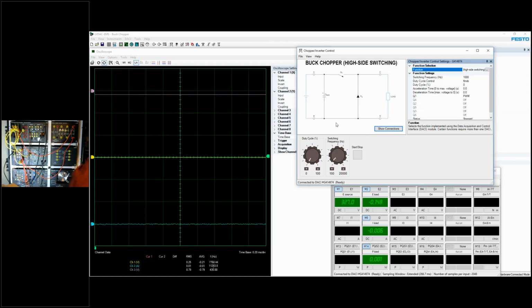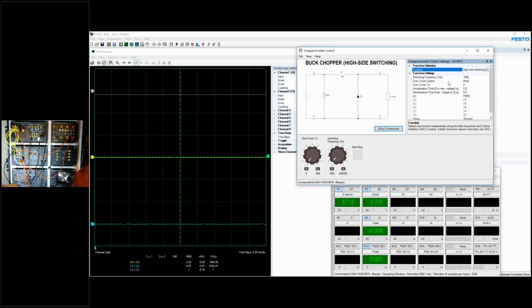You will recognize the circuit I've just connected on the module, for which we had the schematic. Here are the controls, so I can control the switching frequency, meaning at what frequency this transistor, in this case a single transistor, is switched on and off. It's set at 1000 Hertz, so 1000 times a second on and off.